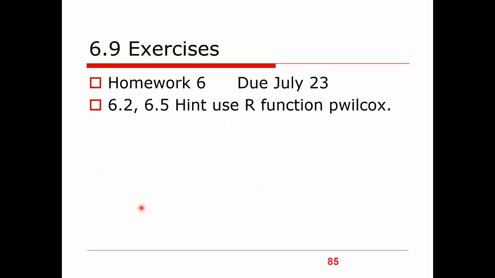This is the last chapter that we have homework, and it has only 2 problems. And some students ask me about problem 6.2, there are only letters without real values. How do we do that? So the hint for problem 6.2 is to make a table like example 6.7. And for 6.5, the hint is to use our function pwilcox.